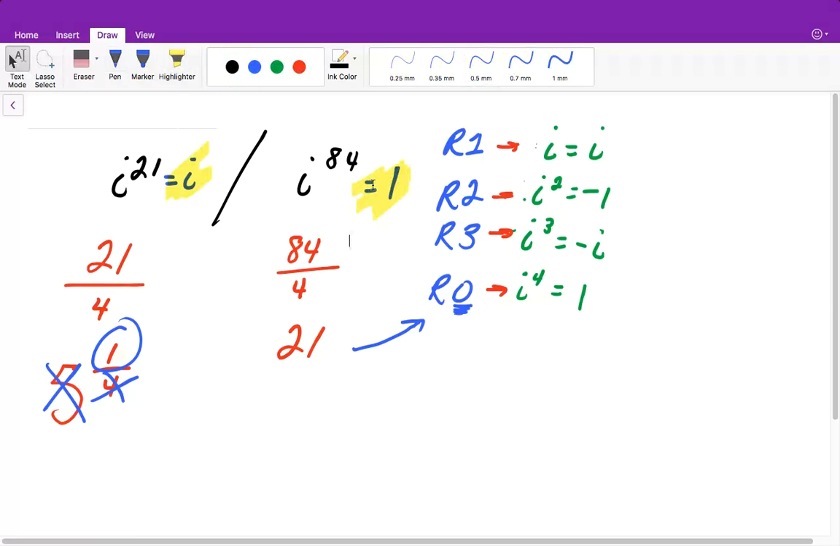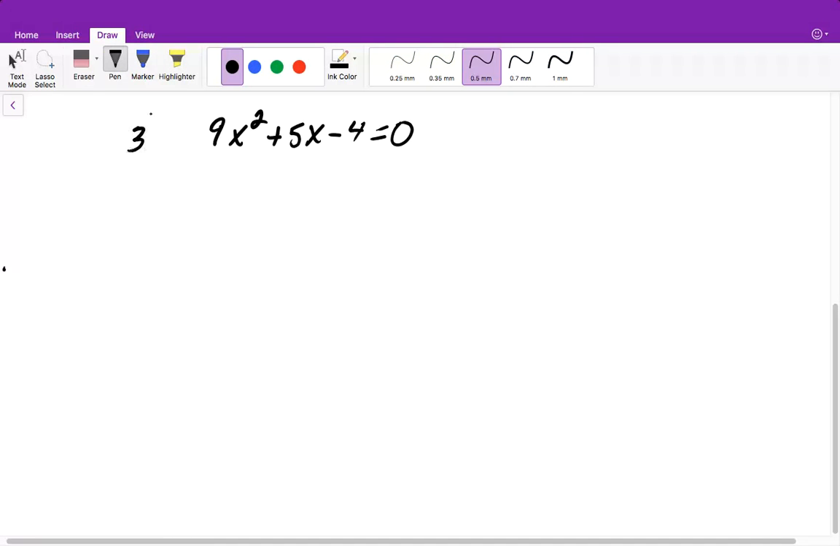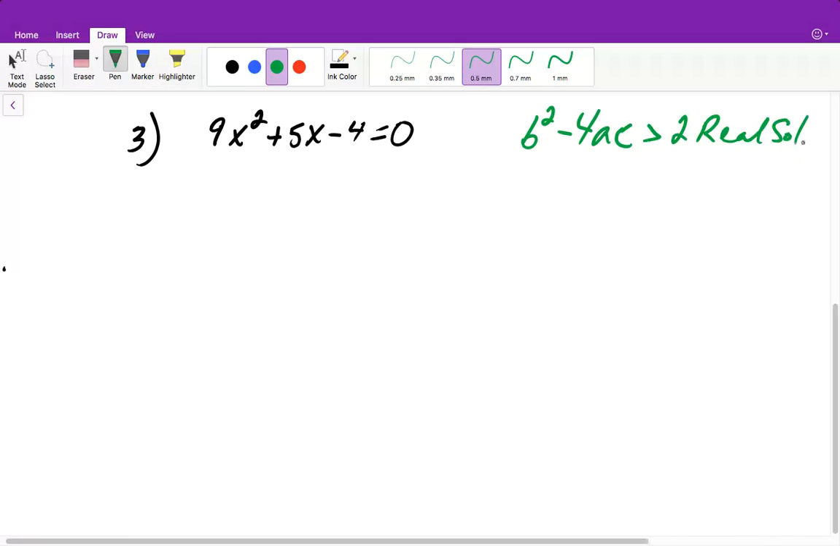All right, so for number 3 and number 4, which I'll do separately, it asks you to state the number and type of solutions. So we're going to use a portion of our quadratic formula, which is called our discriminant, and that is b squared minus 4ac. And if this is greater than 0, then we have 2 real solutions. I'm sorry, this is supposed to be greater than 0, so let me just erase this. So if this is greater than 0, then we have 2 real solutions.